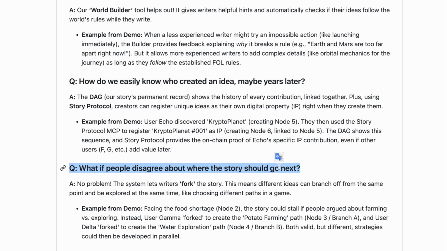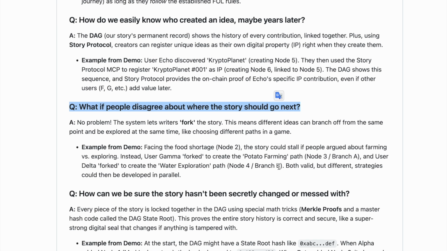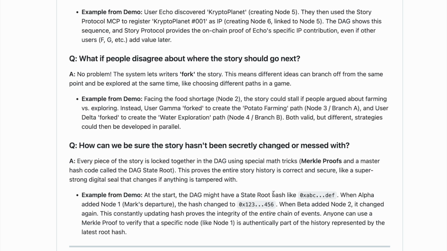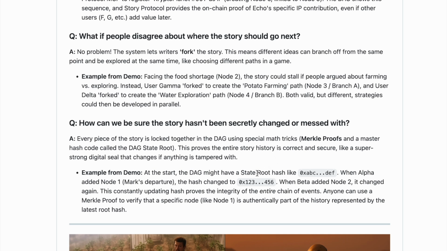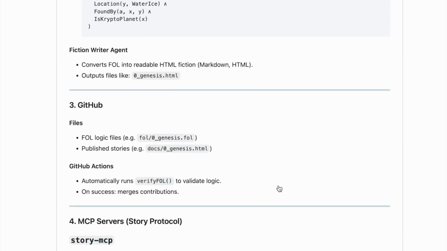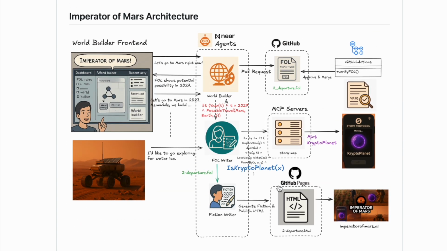What if people disagree about where the story should go? The system lets them fork the story, like choosing a different path in a game, so both ideas can be tried out. How to promise the story hasn't been secretly messed with? We use special math tricks, called Merkle proofs, to prove the story is correct and secure.